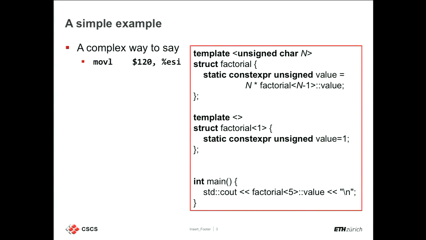We want to compute the factorial of 5 at compile time. So we have a struct Factorial, which has a static const constexpr data member, which is an unsigned value, equal to n times Factorial of n minus 1 colon colon value. And n is, this is a cut and paste issue.